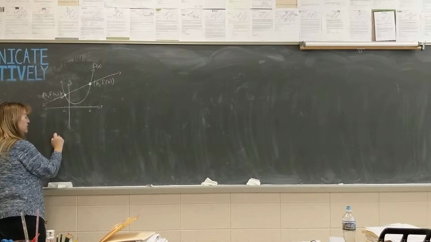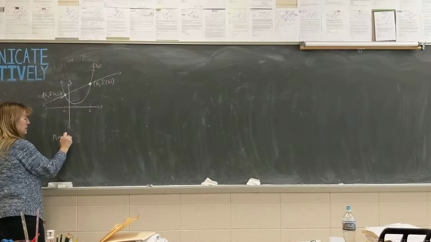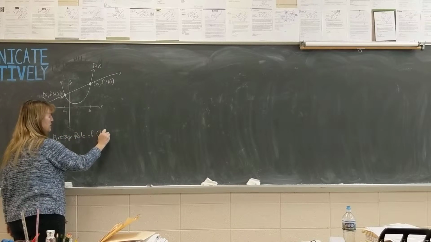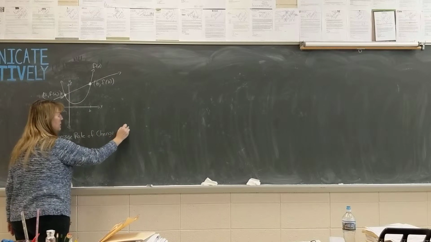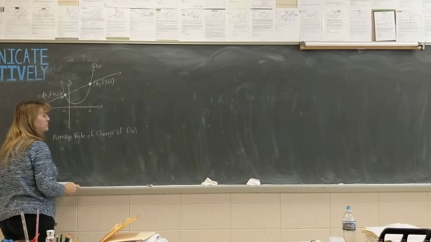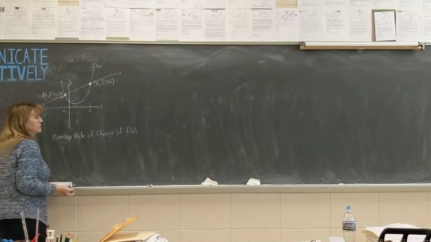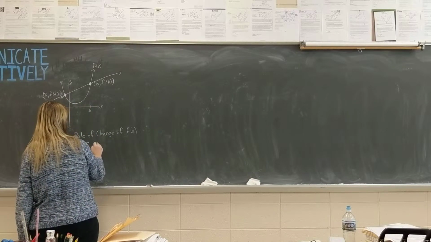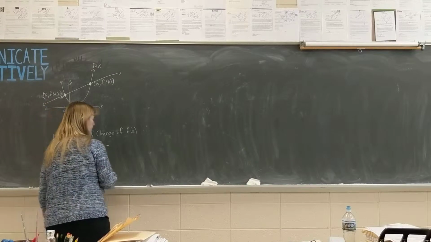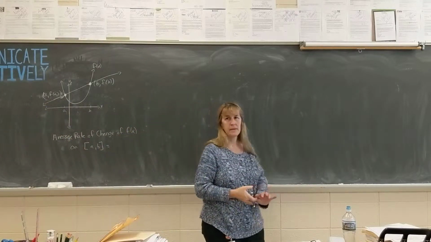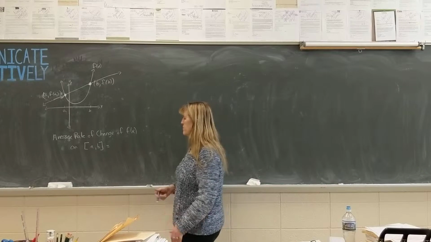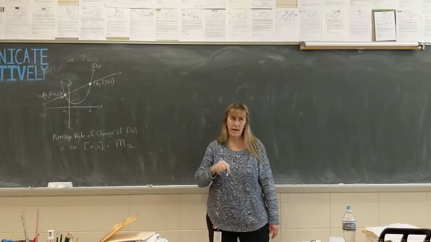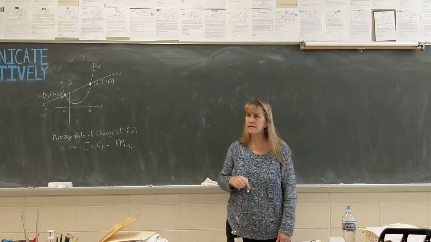So the average rate of change of f of x on AB is equal to the slope of the secant line. Is that okay if I write M for slope and SL for secant line?